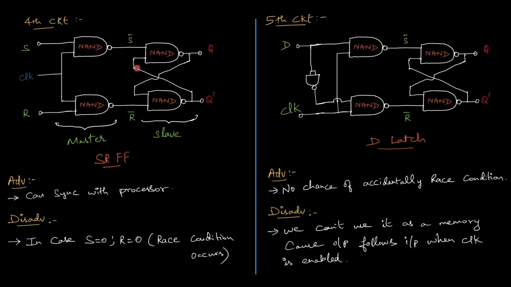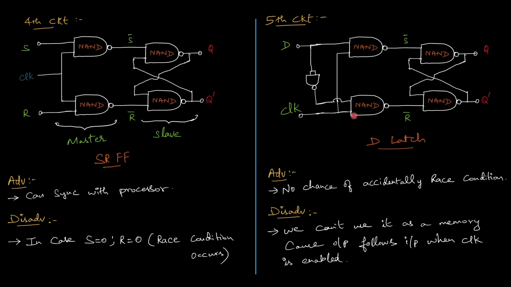Before reaching the SR latch, both the inputs pass through NAND gates controlled by the clock. When the clock is active, the inputs are allowed to update the memory. Otherwise, the latch simply holds the previous value. This gives us the SR flip-flop. The major advantage is that now the circuit is synchronized with the processor clock. But unfortunately, one problem still exists. If both S and R go to low simultaneously, the output becomes unpredictable. This is called the race condition.